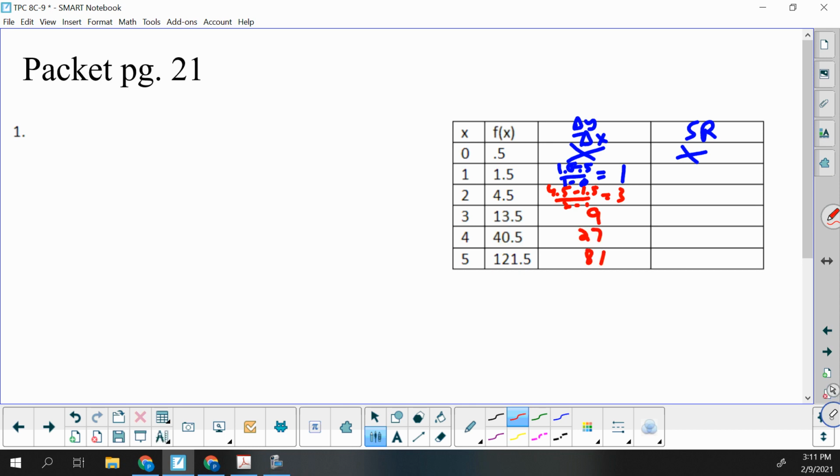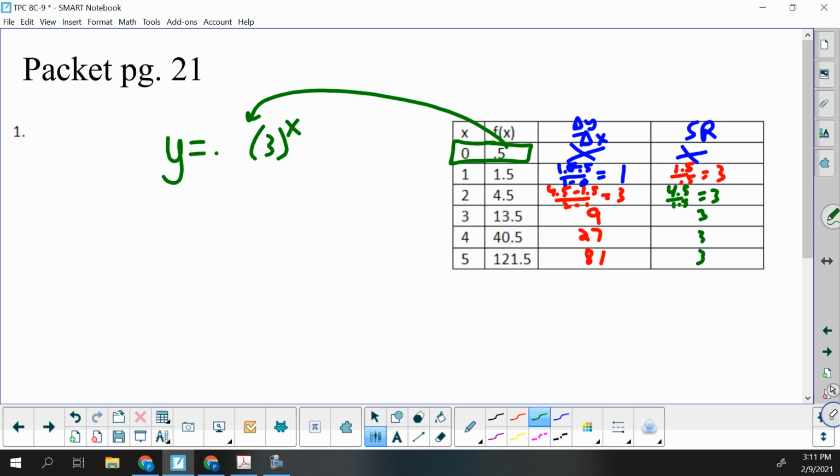Our successive ratios, if we do our y2 divided by our y1, we get 3. And then the next one, when we do 4.5 divided by 1.5, we get 3. And that should carry on all the way through. Because the successive ratio is the same, that tells us exponential. We'll have y equals something times 3 to the x. And to decide that something, it corresponds to when x is equal to 0. So we would have a 0.5 out front.